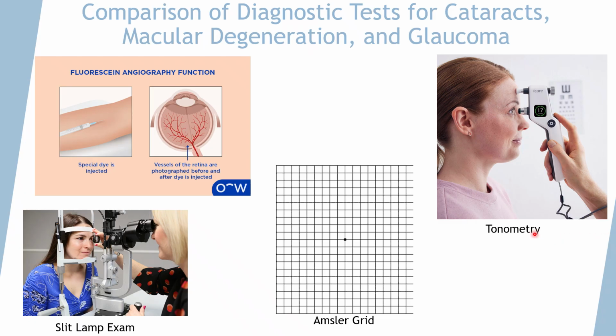For glaucoma, they would use the tonometry because why? Glaucoma has to do with increased ocular pressure, so we need to know how much pressure is being put on the eye. A glaucoma reading is 22 to 32. A normal reading would be 8 to 21. So anything above 30, I'm going to say is abnormal.